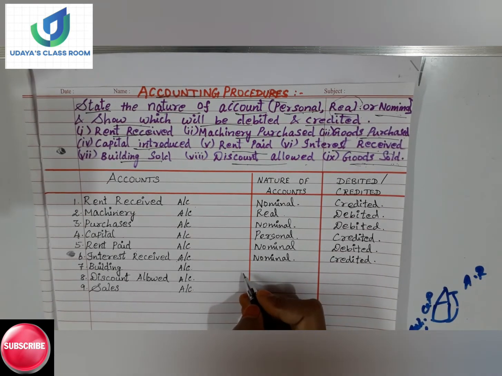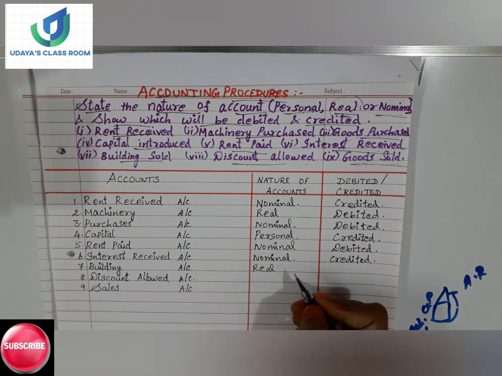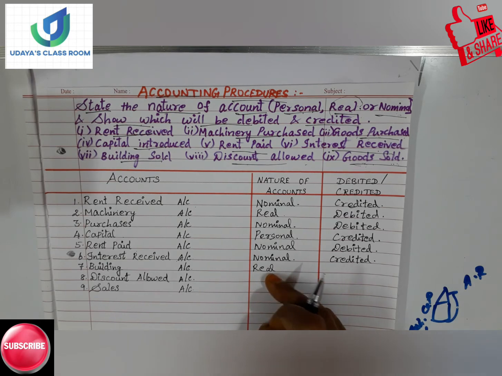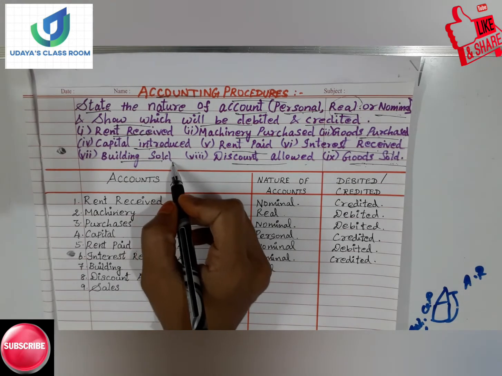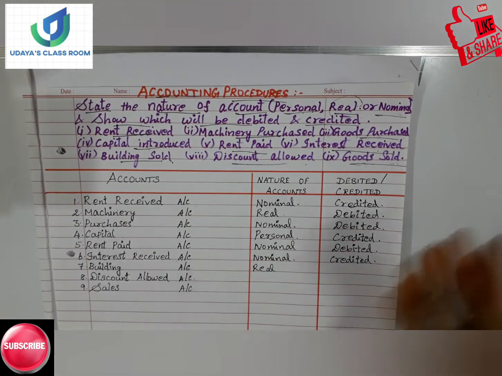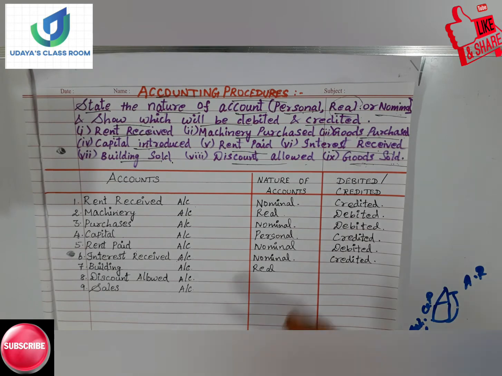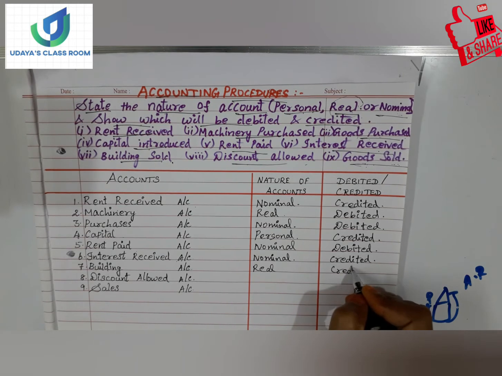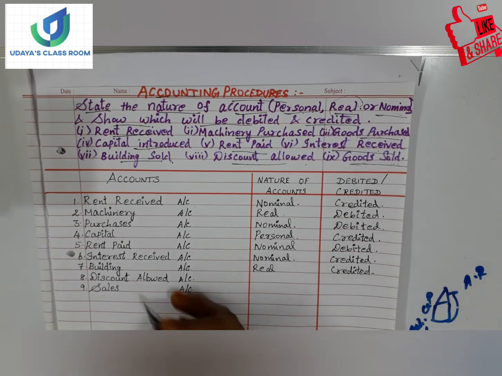And next is building account. Building account means asset account. So immediately we can write real account. But we have to see the rule here. What is the rule? Rule of real account? Debit what comes in, credit what goes out, right? So here we have to concentrate. Building sold, which means building went out. We did not purchase building, right? So debit what comes in, credit what goes out. So the building is going out. So we have to credit. Hope you are clear with this.